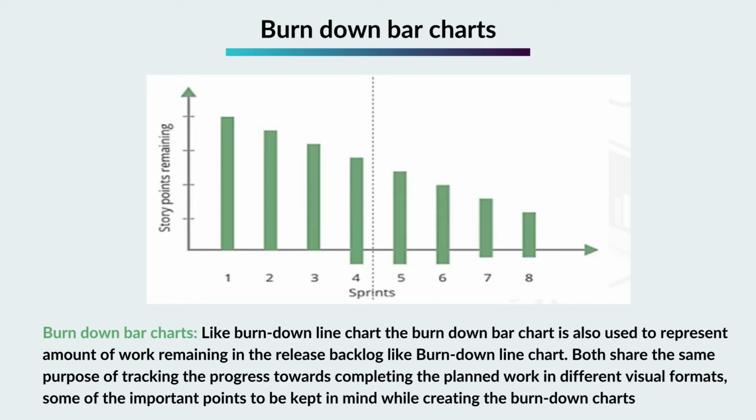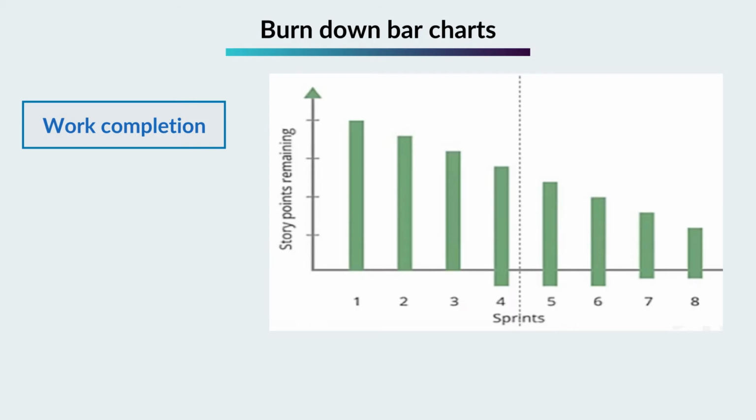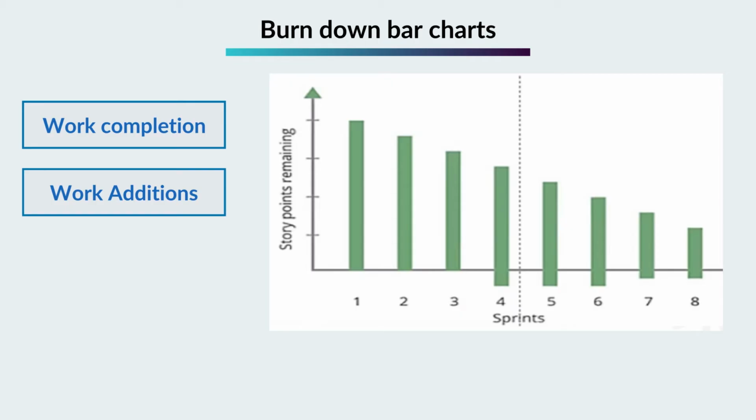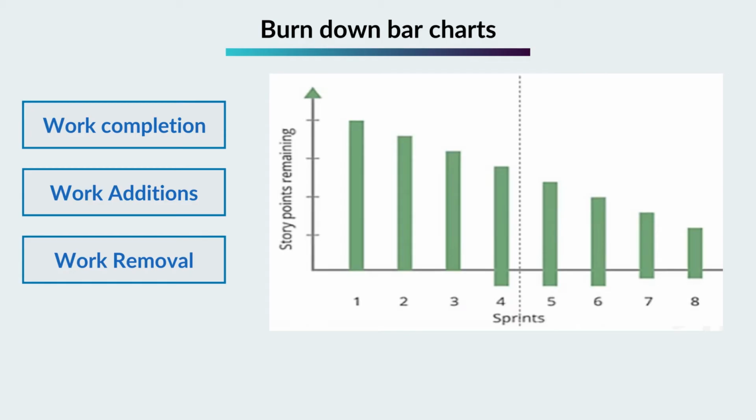Work completion. As the work completes during the project or sprint, an equivalent number of points are taken out from the top, reflecting the reduction in stories as they are completed. Work additions. If some work is added in the scope of the project, a similar number of points is added to the bottom of the bar, representing the increased workload. Work removal. If any work is removed from the project, the bar will move up by an equivalent number of points, acknowledging the workload adjustment. Parking lot charts.